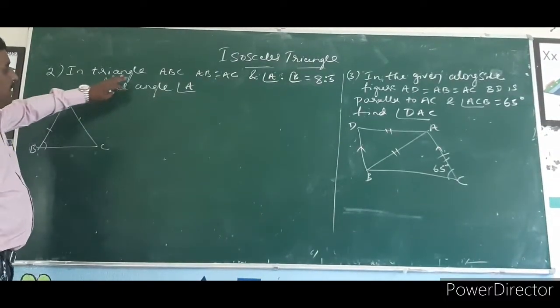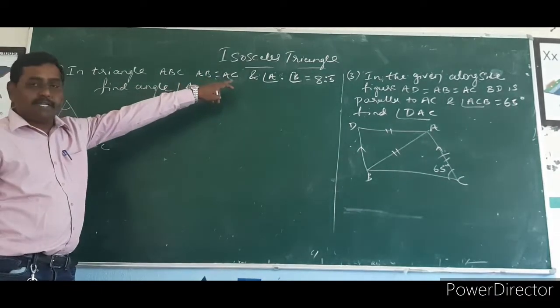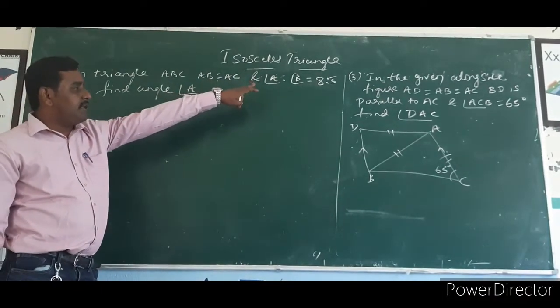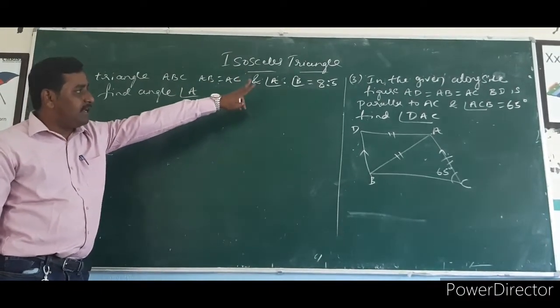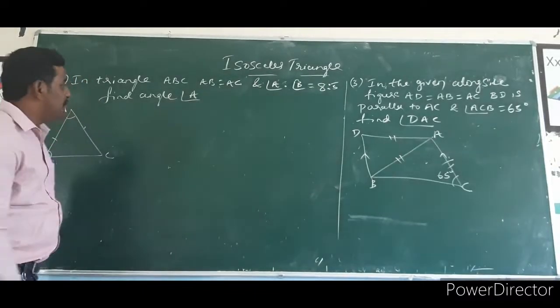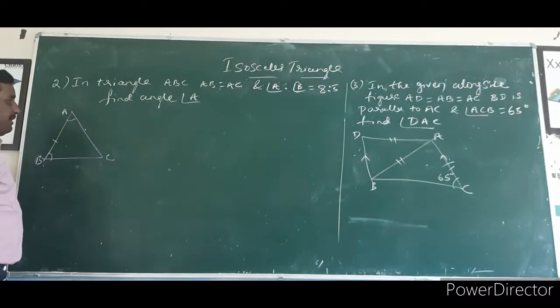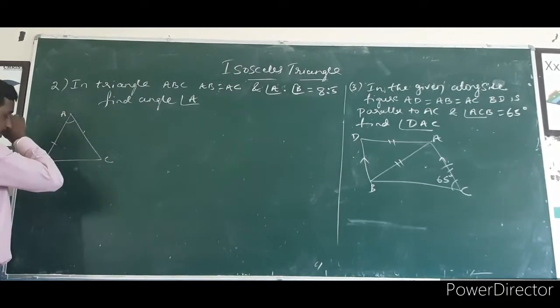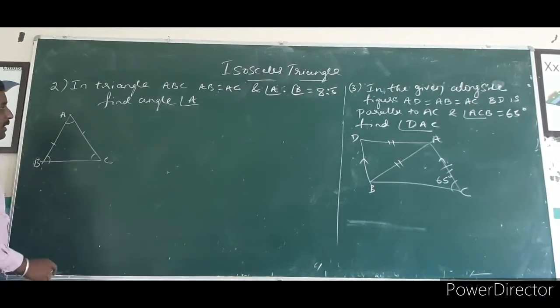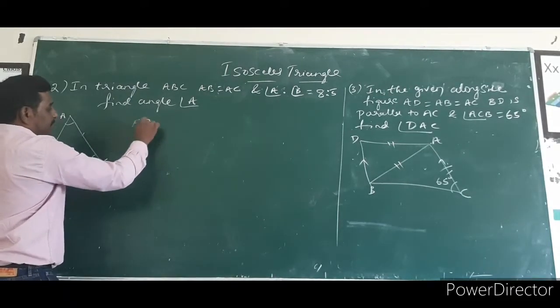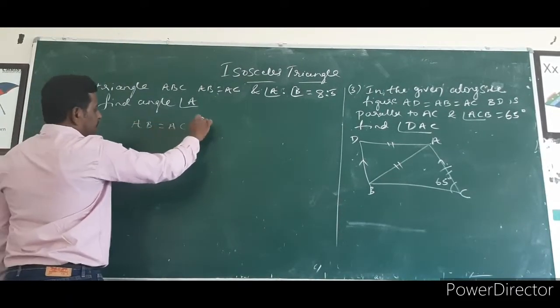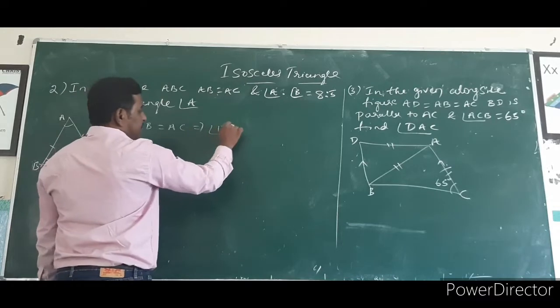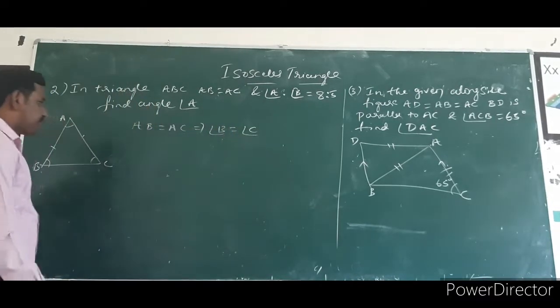Second problem: in triangle ABC, AB is equal to AC, and the ratio of angle A to angle B is given as 8:5. Find angle A. Since AB is equal to AC, this implies angle B is equal to angle C.